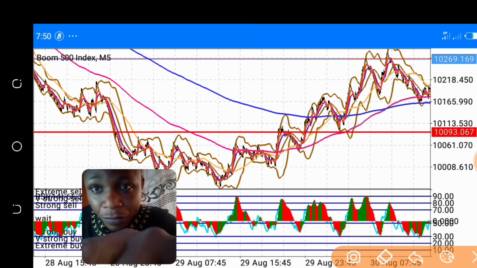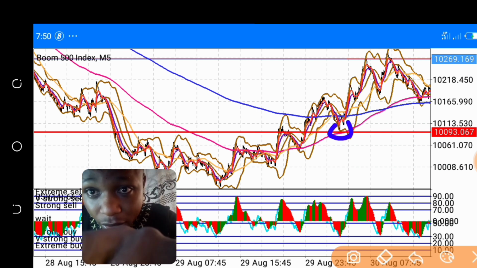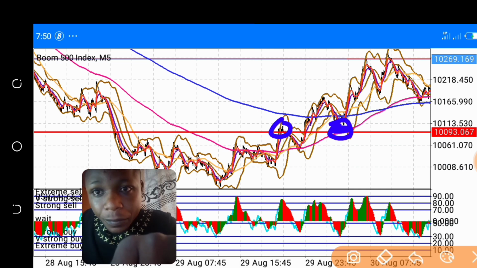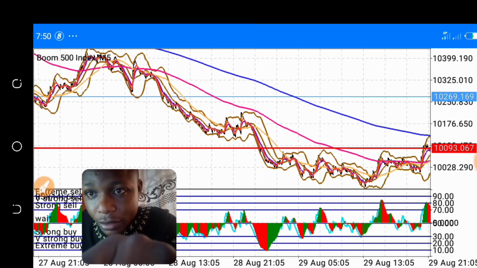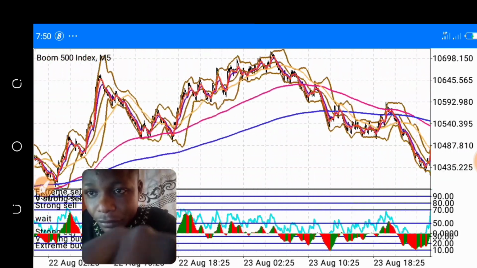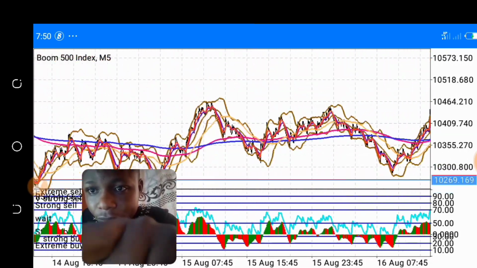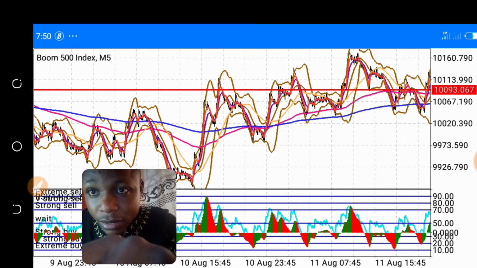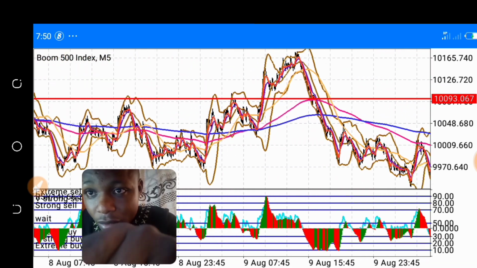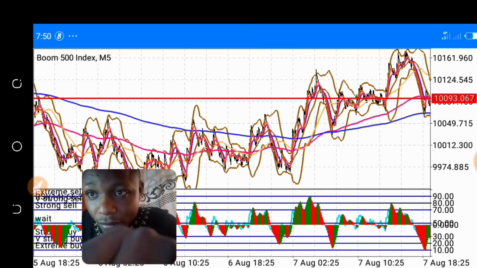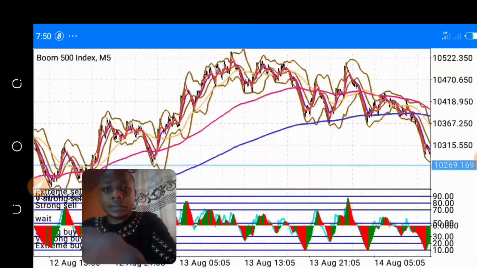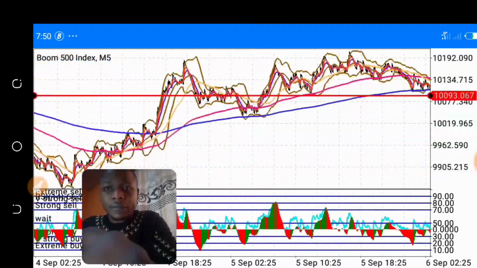So see here, that same level we drew, see it over here as a resistance, see it as a support here. That's it. Let's check again. Okay, we have it here again. See it as resistance here also. Resistance, resistance, resistance. So that's it. It tells you the history and future.